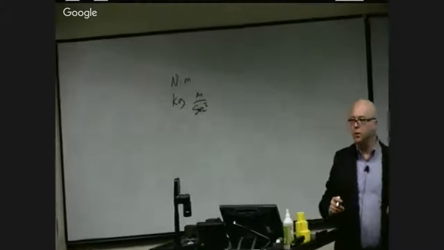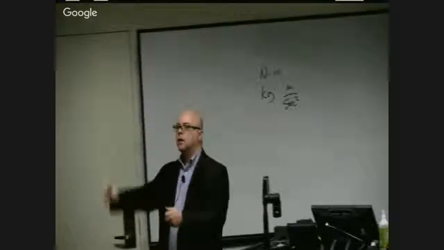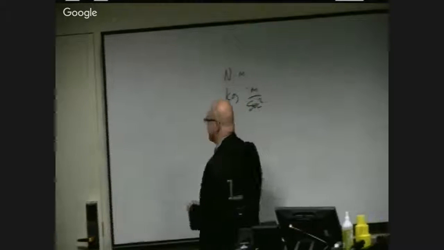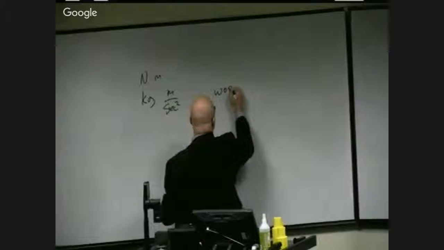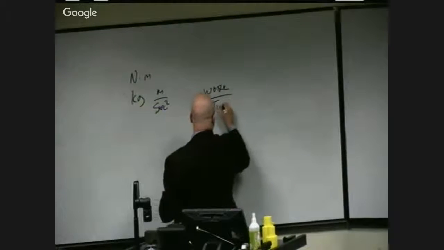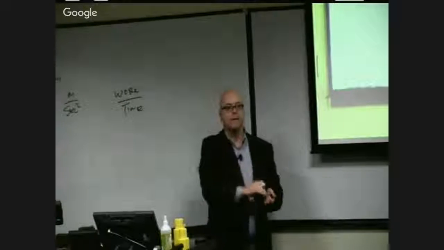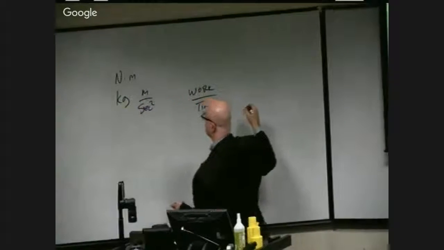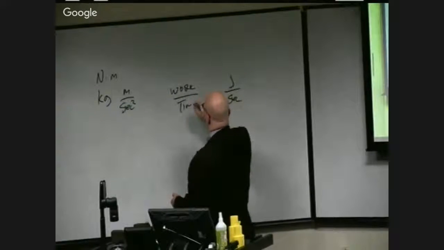Because energy is the ability to do work. What's power? Work over time. We can differentiate work, dW/dt, right? Or we can simply say work over time. And so what are the units again then? Watts, or joules per second. Right, so I got work over time.